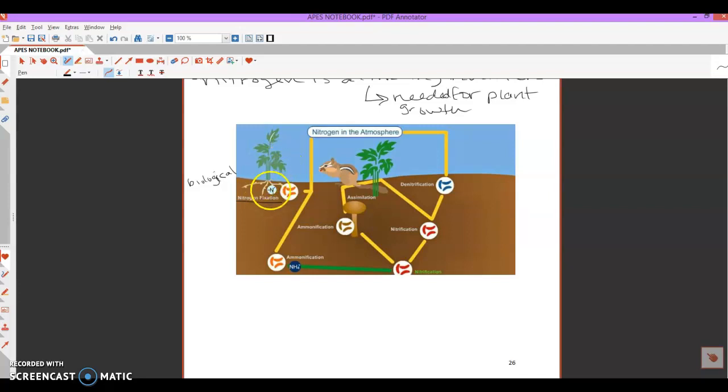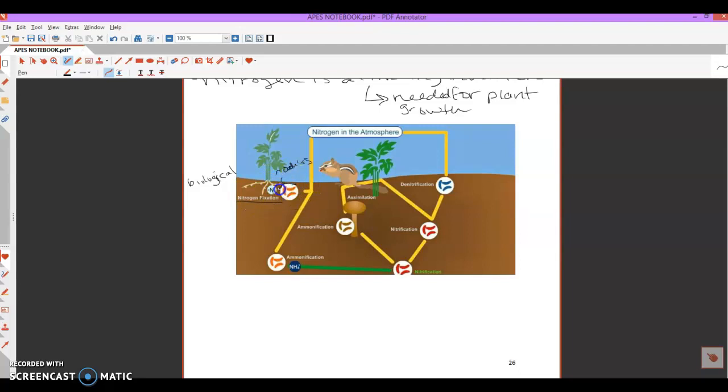So in the biological way, we're actually using a plant because it's alive, so it's biological. Okay, so this is what happens. If you look at the roots on this plant, there's these little bumps, and these little bumps are called nodules. Okay, nodules, N-O-D-U-L-E-S. All right. So these nodules contain bacteria.